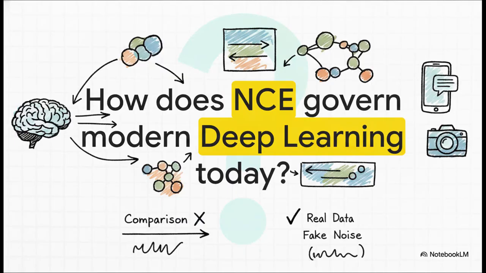We'll wrap up this explainer by leaving you with a bit of a provocative thought. How does this foundational principle from 2010, contrasting signal against noise, govern the massive deep learning architectures we rely on today? Gutmann and Hyvärinen's realization that we can bypass impossible math just by teaching a model to discriminate between real data and fake noise, it didn't just solve a niche statistics problem. It laid the crucial groundwork for modern representation learning. When you look at today's massive large language models and advanced image generators, ask yourself, how much of their incredible speed traces right back to this elegant, simple idea of learning by comparison?